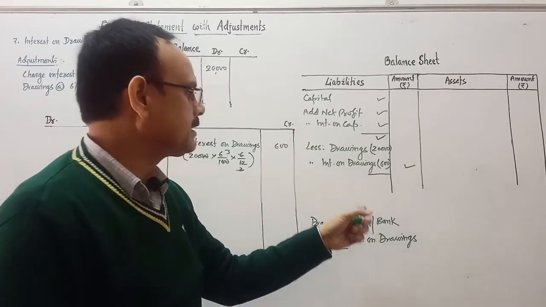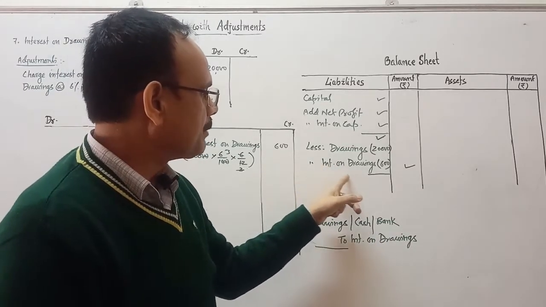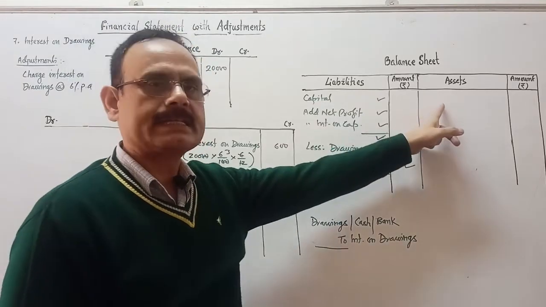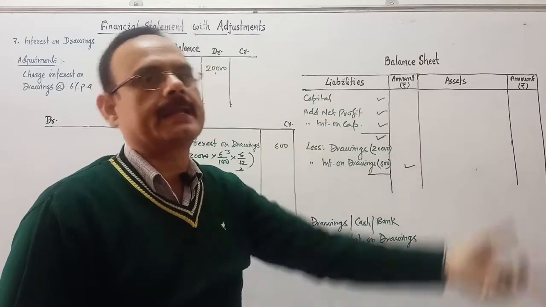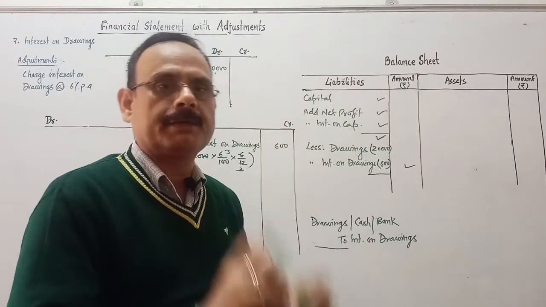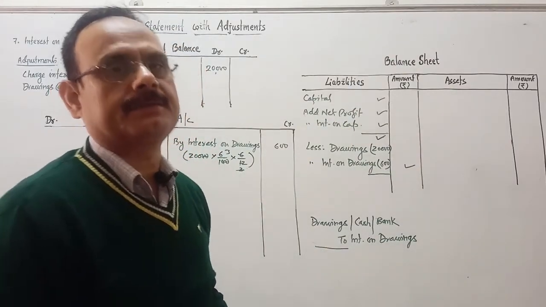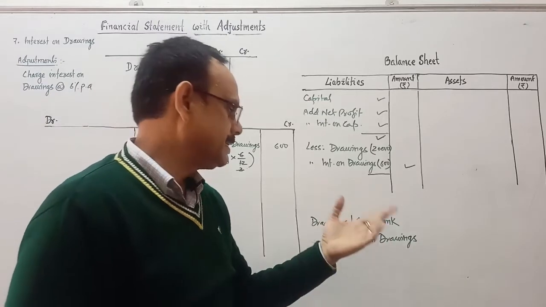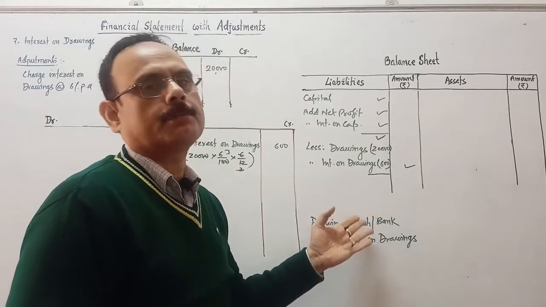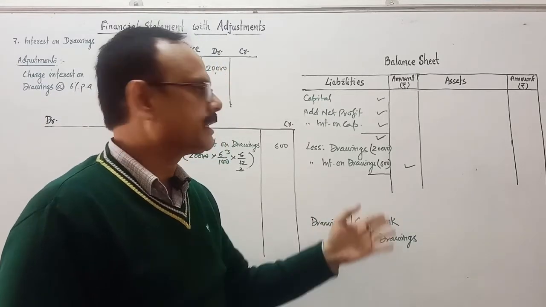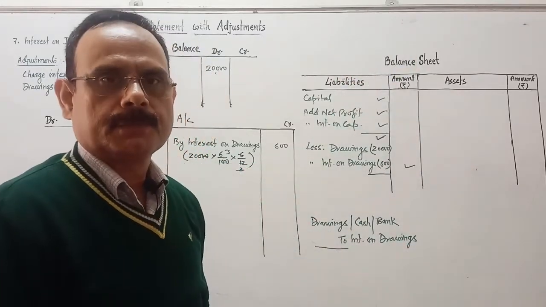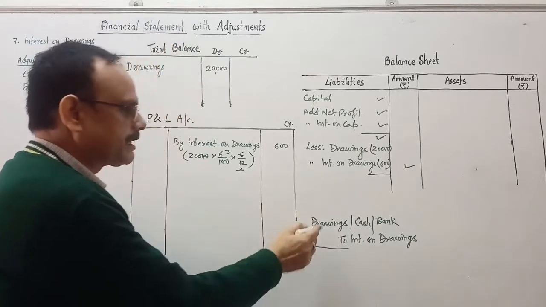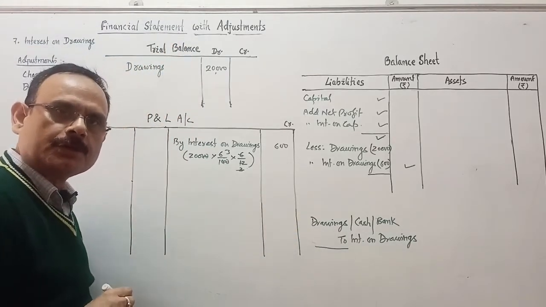then in that case, we are not going to do the treatment over here. In the asset side, we will add to the cash account or we will add to the bank account. If the proprietor has given the interest in cash or by check, then cash account debit or bank account debit to interest on drawing, then cash and bank balance will increase in the asset side. Okay, so this is the adjusting entry for interest on drawing.